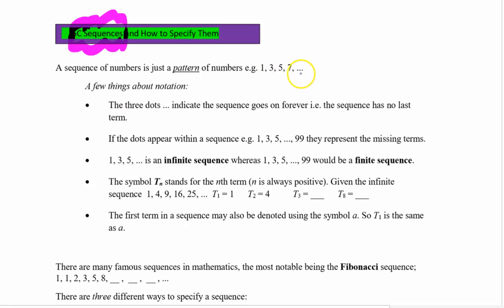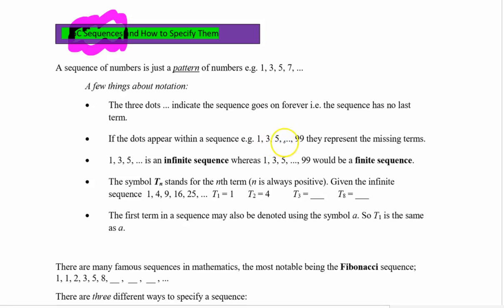You might notice I've got 3 dots there. Let's talk about the 3 dots. They indicate that if they're at the end, the sequence goes on forever. There is no last term. If they appear in between terms or items in the sequence, then there are many terms we've left out in there.